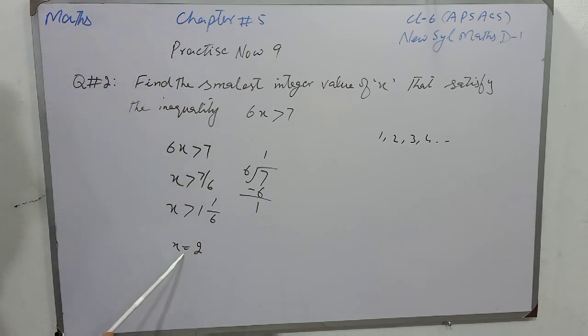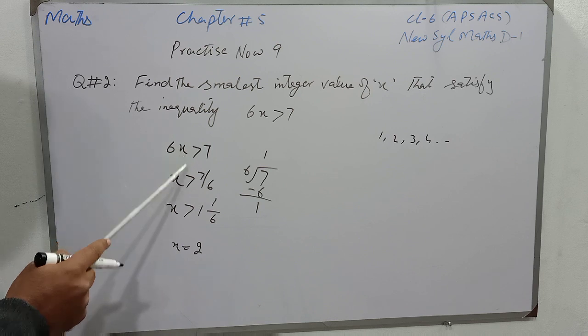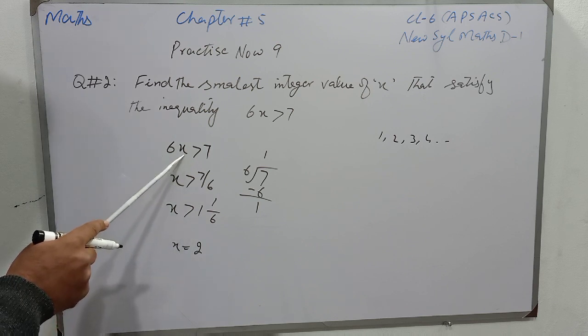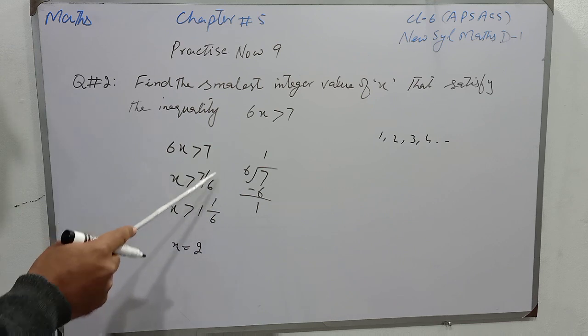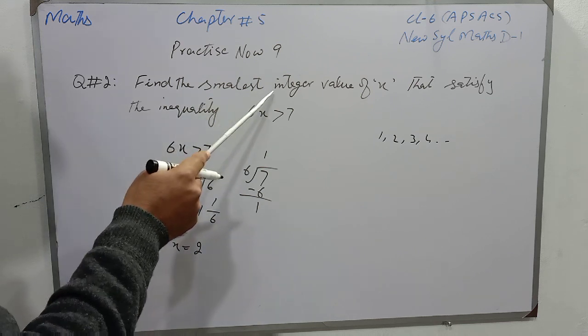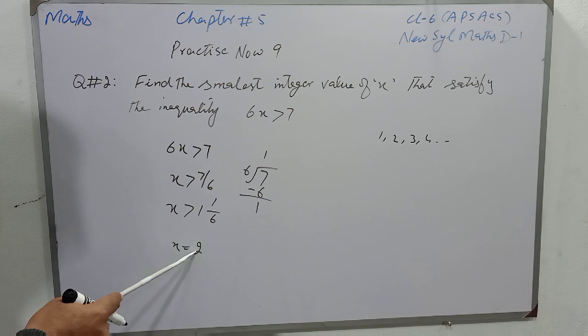So students, suppose we put the value of x as 2, then 6 twos are 12 and 12 will be greater than 7, and the smallest integer value of x will be 2.